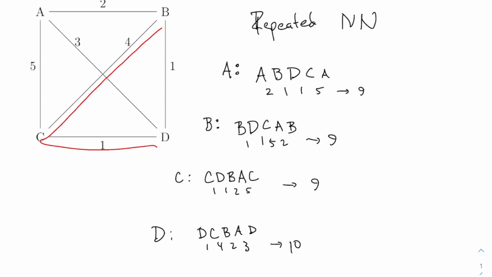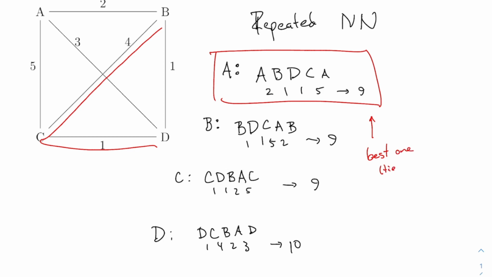So that's the repeated nearest neighbor. I just do all of them with each different starting point, and then you choose the best one out of all the ones that you found. And in this case, we have a tie for 9, but any one of these are all the same circuit. They're all going around the outer edge. You can decide for yourself how you want to choose the answer, but this is the best one.